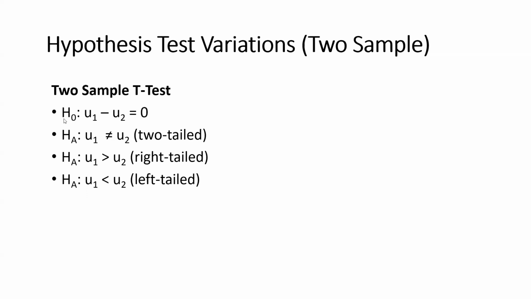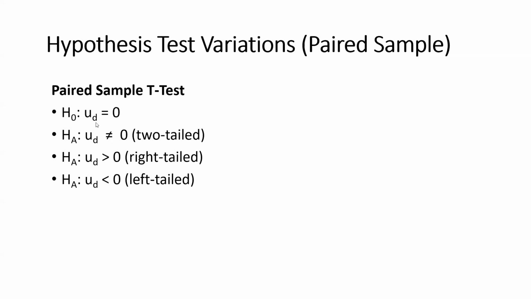Two-sample t-test, your null is always going to be this top bullet point, and then whether it's two-tailed, right-tailed, or left-tailed will differ depending on which variation of the two-sample t-test you're running. And the paired t-test, this is your null, and then whether it's two-tailed, right-tailed, or left-tailed, you have to choose whatever is applicable to the variation.